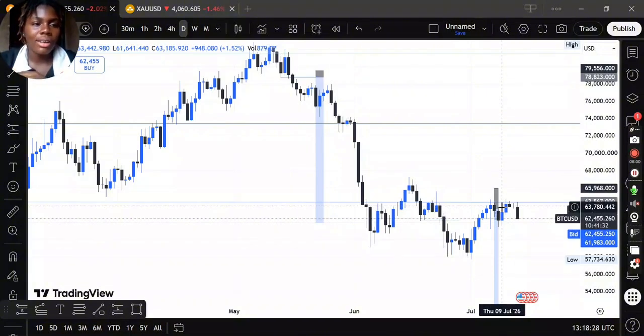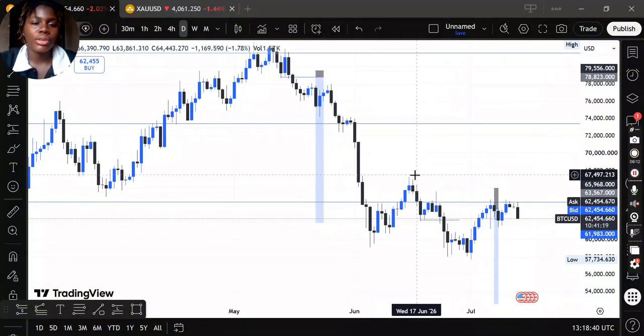Like, that's how easy it is. There's not so much. So at this time, you know that the sellers are in control 100%. It didn't even make a deep retest.